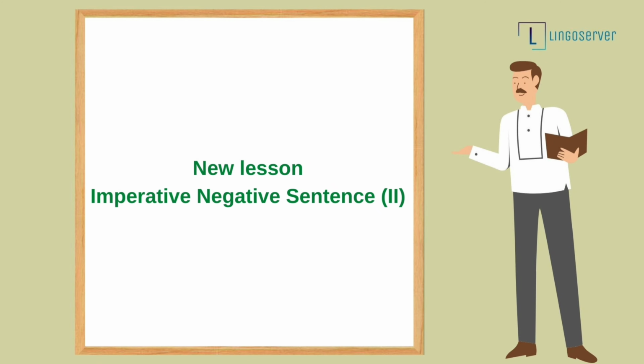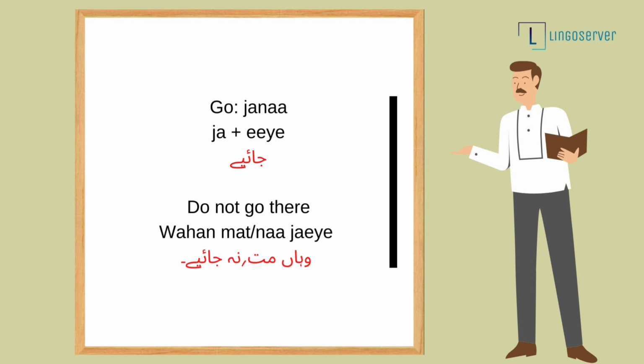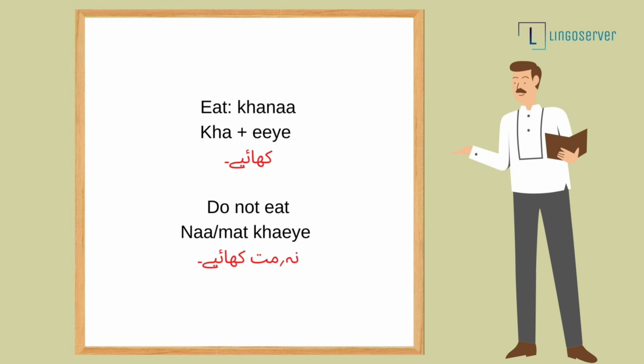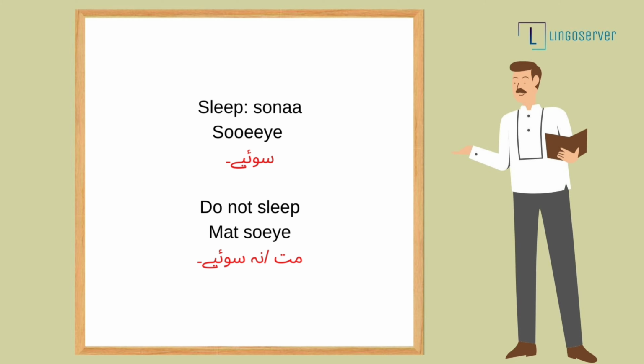And now today's lesson, imperative negative sentences part 2. The third rule to create an imperative negative sentence is that we add mat or na, and then we delete na from the infinitive verb. After that we add iye. As we say, go, jaiye. Do not go there, वहाँ मत जाइए, or वहाँ न जाइए. Eat, खाइए. Do not eat, मत खाइए. Sleep, सोइए. Do not sleep, मत सोइए.